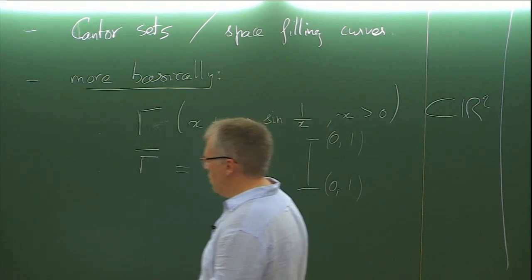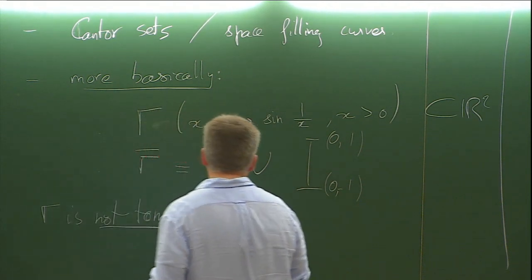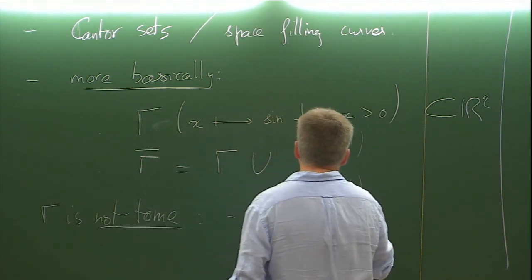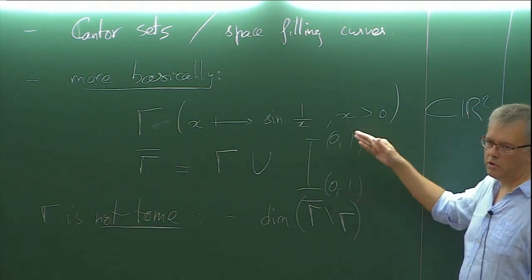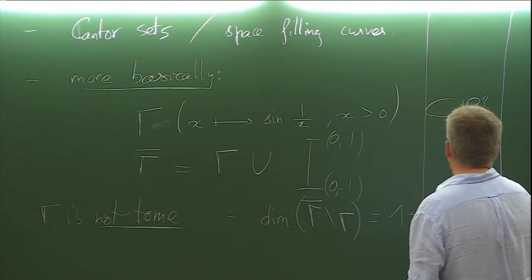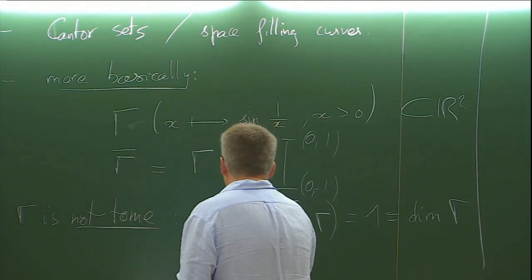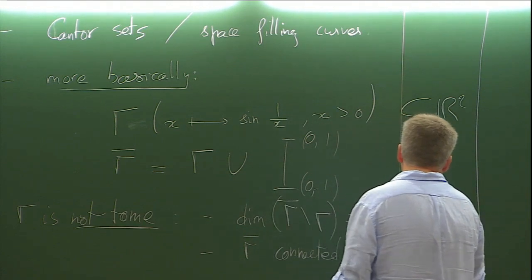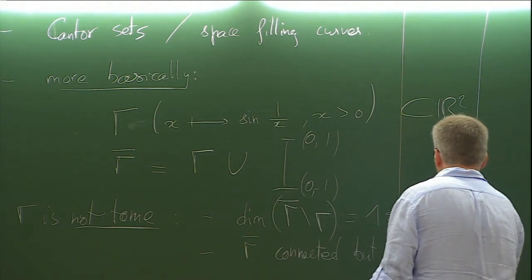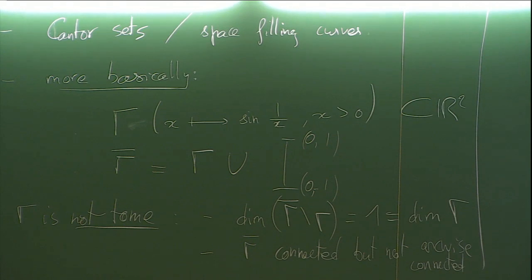And now what are the pathological features of this? So Γ is not tame for at least two reasons. The first one is to look at the dimension of the boundary, so of Γ̄ minus Γ. This is the dimension of this segment, and so this is 1, which is the same as the dimension of Γ. For a geometer, this kind of object should not exist, because then you cannot make any stratification theory, for example. And the second thing is that Γ̄, as is well known, is connected, but not arcwise connected. If you consider that geometry is basically drawing, then of course this is not a very good property.